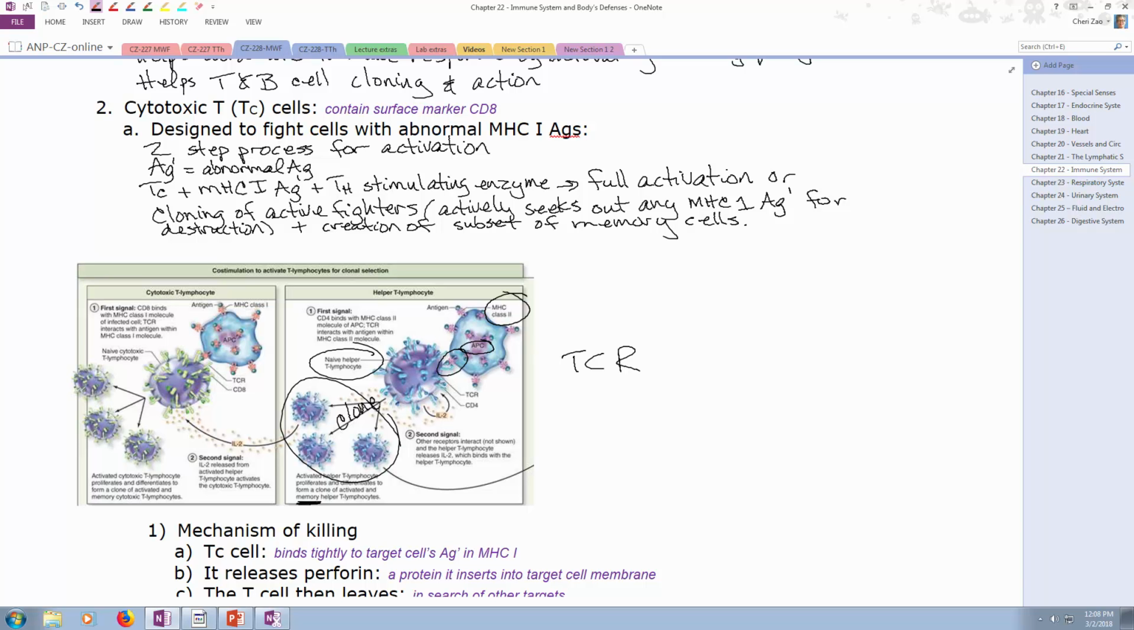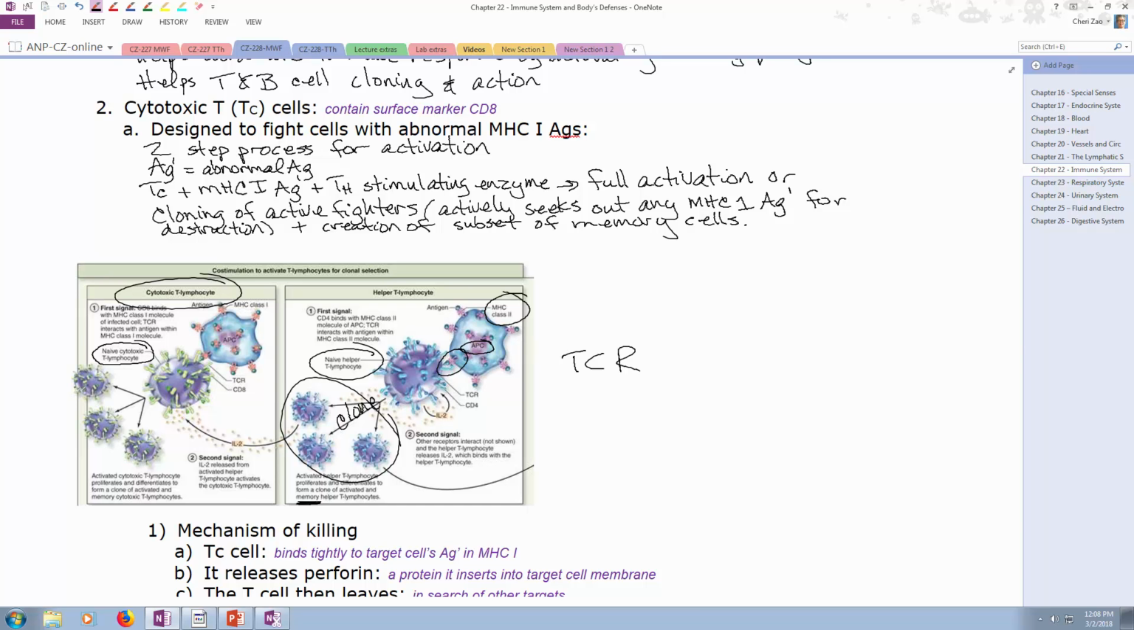You are the reserves. You only come if we need you again. So these guys are in reserve. Let's take a look at the cartoon here for the cytotoxic T cell. What's important here, it says naive cytotoxic T lymphocyte. Remember, it has CD8 as its surface marker. It still has a T cell receptor that recognizes or will respond to that specific foreign antigen.